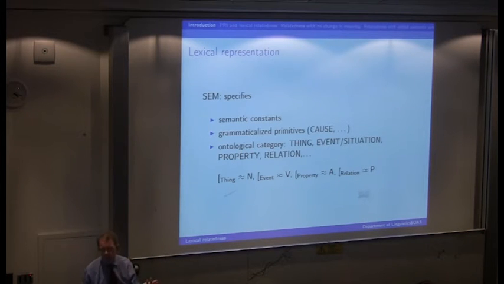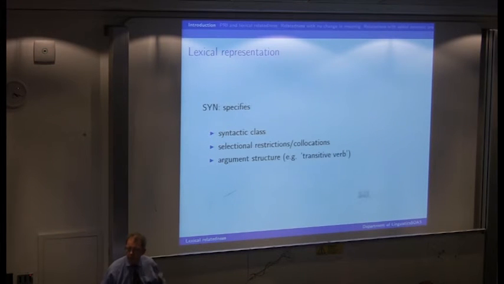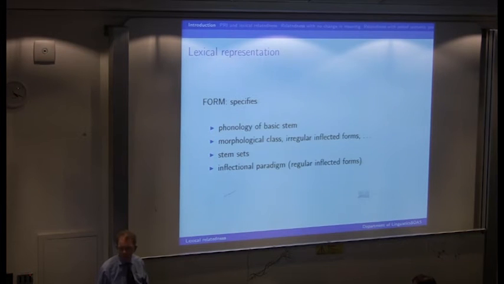I won't talk very much about what semantics is. I assume that you can have things, events, properties and relations, and they tend to be nouns, verbs, adjectives and prepositions. But I won't say a great deal about semantics at all, so that won't actually be so important to us. And syntax as well, syntactic class, noun, verb. The syntax also has to specify any collocations, argument structure and all that sort of thing, whether the verb's transitive or not and so on. In other words, the sorts of things you expect to see in a very good dictionary.